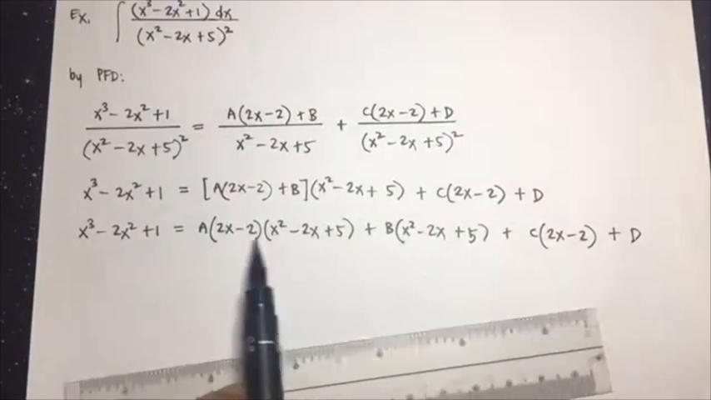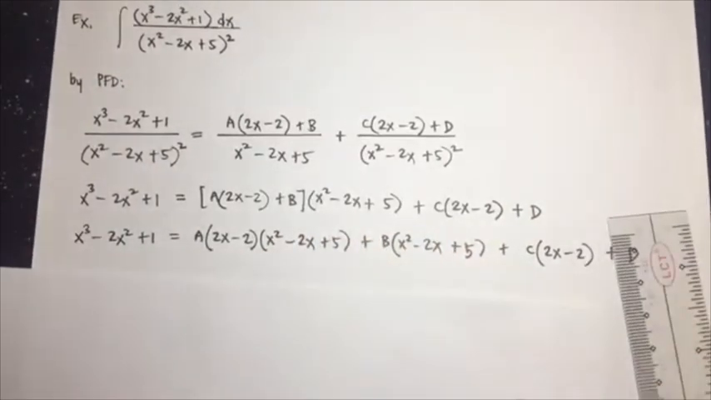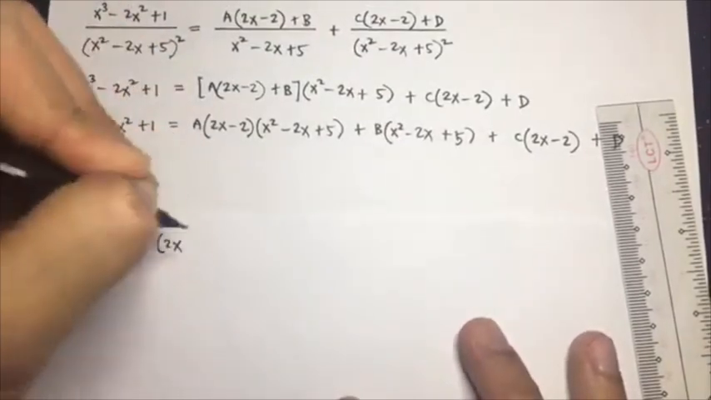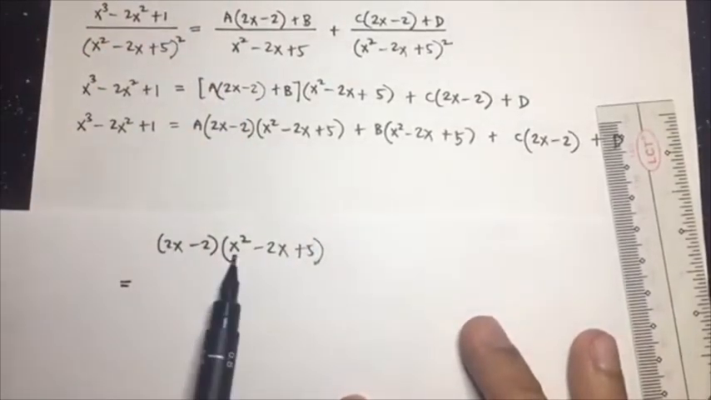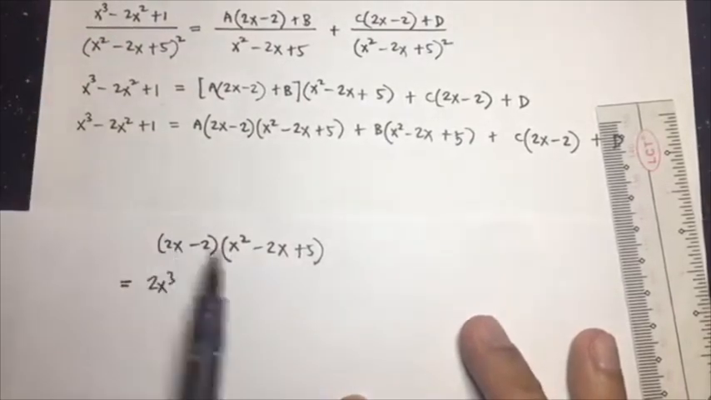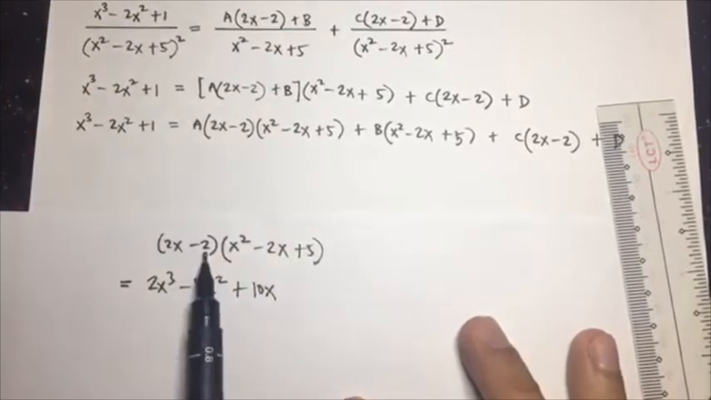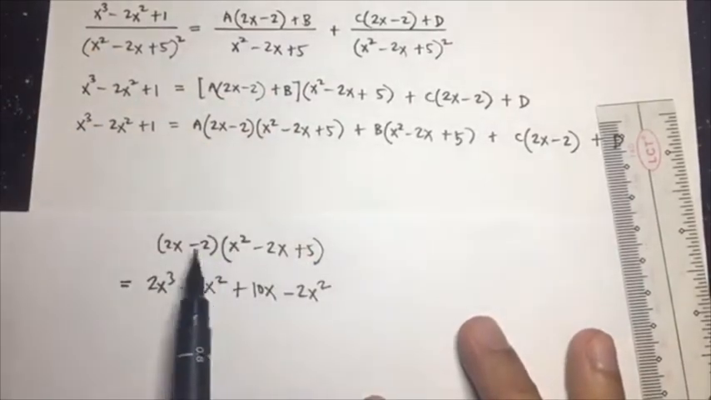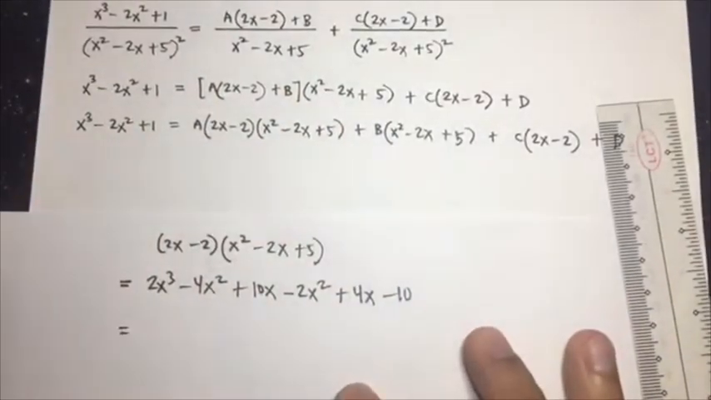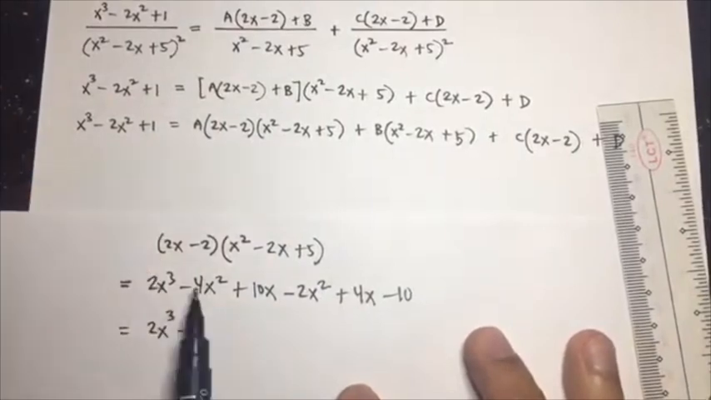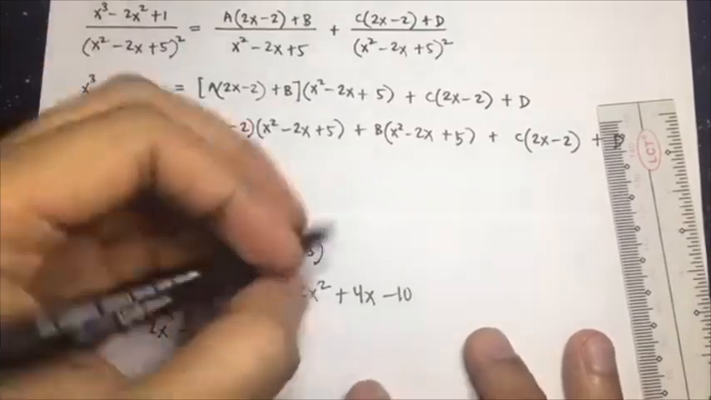Next is to expand this, which we can do on another sheet of paper to avoid writing so much. Multiplying 2x minus 2 by x squared minus 2x plus 5: 2x times x squared is 2x cubed, 2x times negative 2x is minus 4x squared, 2x times 5 is plus 10x, negative 2 times x squared is minus 2x squared, negative 2 times negative 2x is plus 4x, negative 2 times 5 is minus 10. Simplifying, this is 2x cubed minus 6x squared plus 14x minus 10.